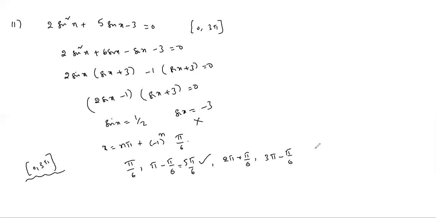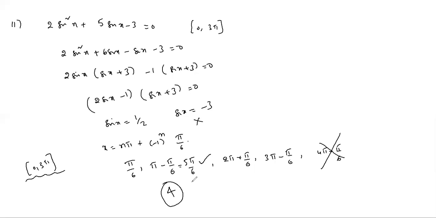Next, n equal to 4, 4 pi plus pi by 6 is not in the range. So after that we won't get any. So how many values lie between 0 to 3 pi? 4. So the number of solutions is 4.